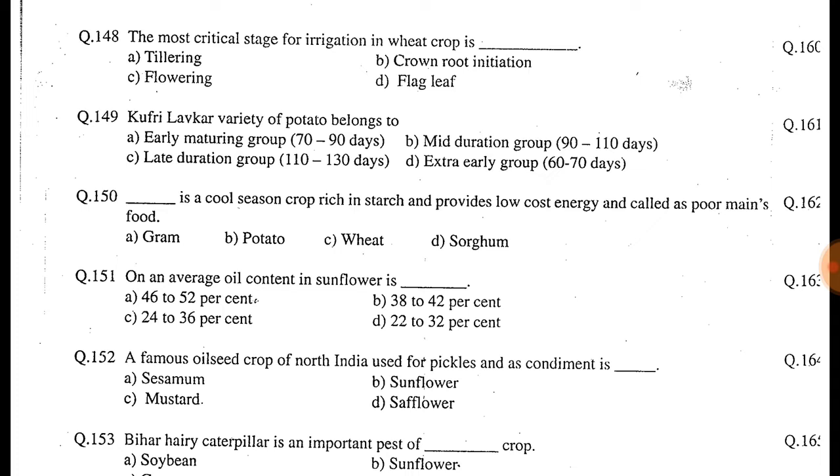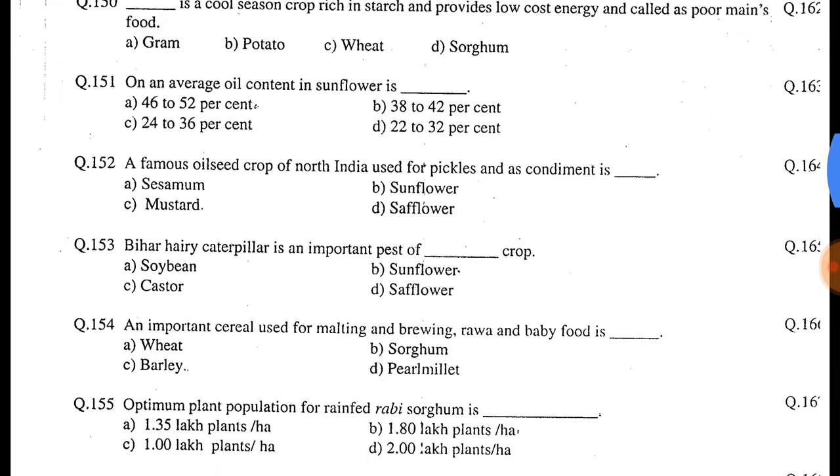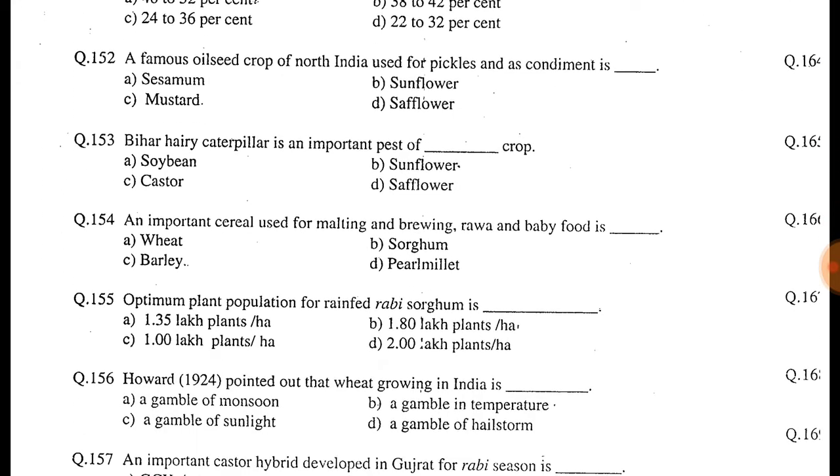149. Early maturity: Kufri Lavkar variety of potato belongs to the early maturity group. 150. Potato is a cool season crop rich in starch and provides low cost energy and is called poor man's food. 151. On an average, oil content in sunflower is 38 to 42%. 152. A famous oilseed crop of North India used for pickle and as condiment is mustard. 153. Bihar hairy caterpillar is an important pest of sunflower crop.